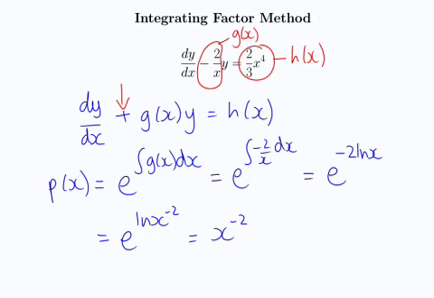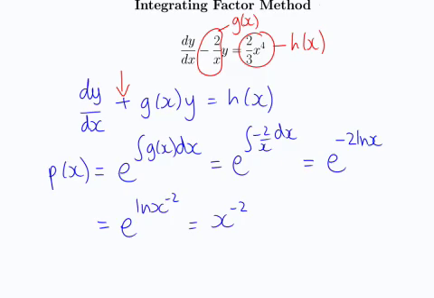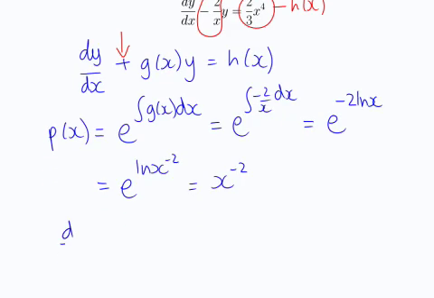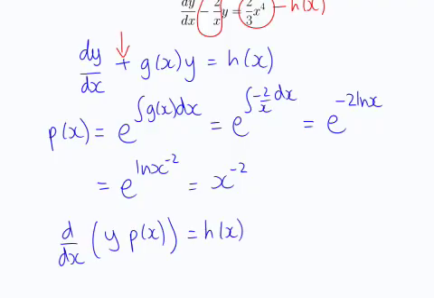So what I can now do is rewrite the original differential equation, and again I'll put the standard form up first. The standard form is d by dx of y times p of x equals h of x times p of x. What's actually happened here is the original differential equation has been multiplied through by the integrating factor, by p of x, and then the left-hand side has been rewritten as the derivative of a product.